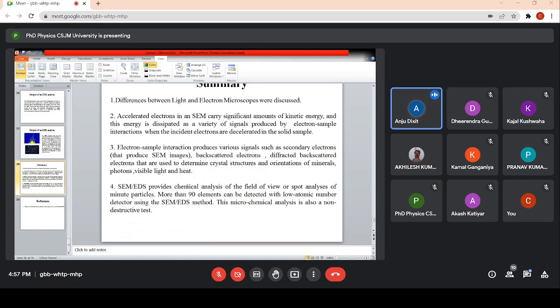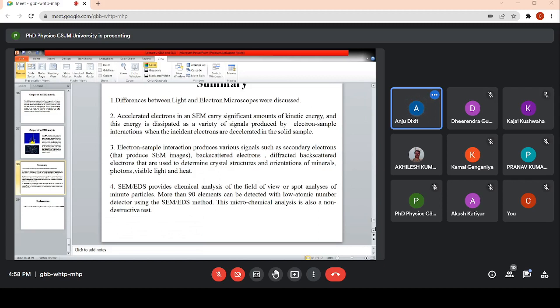And SEM EDS provides chemical analysis of the field of view or spot analysis of minute particles. So more than 90 elements can be detected with low atomic number detectors using the SEM EDS method. The microchemical analysis is also a non-destructive test. तो SEM में भी किसी भी तरीके का डिस्ट्रक्शन नहीं है ड्यूरिंग दिस इलेक्ट्रॉन-सैंपल इंटरेक्शन. और अगर EDS को भी हम SEM के साथ यूज कर रहे हैं, वहां पर भी किसी भी तरीके का डिस्ट्रक्शन नहीं है इन टर्म्स ऑफ वॉल्यूम. तो it is called a non-destructive technique.